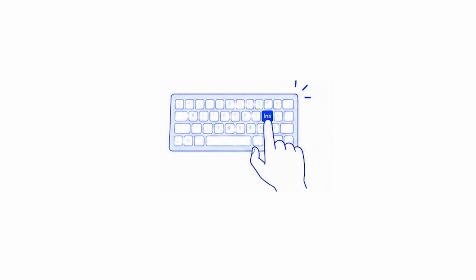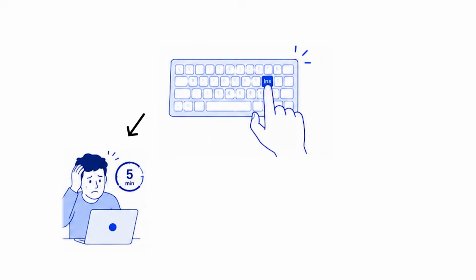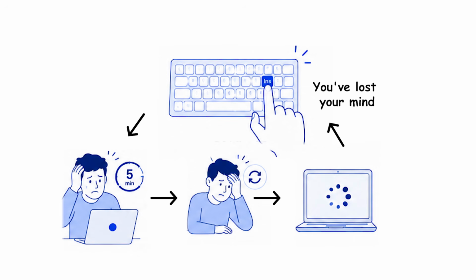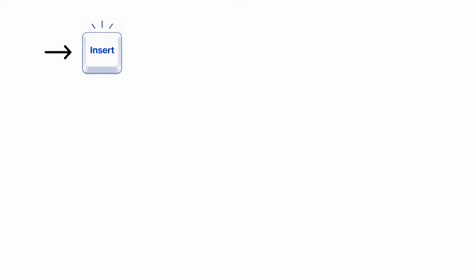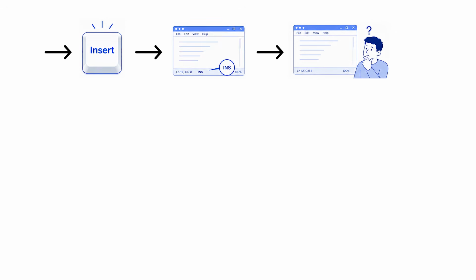Simple. But if you don't know what happened, you'll spend 5 minutes panicking, restarting your computer, and thinking you've lost your mind. Some programs show an indicator in the status bar, others don't. And if you're in a program that doesn't show anything, good luck.